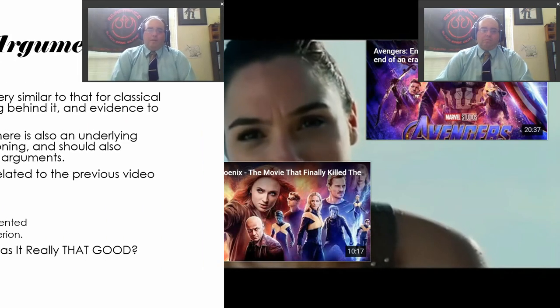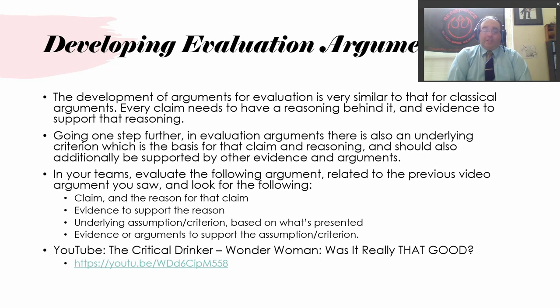Go away now. Alright, so now that you've heard Critical Drinker's review, I want you to do this exercise and post it to the discussion board. What you're looking for from his review is the claim that he makes and the reason for that claim, the evidence to support that reason, and the underlying assumption or criteria based on what's presented, okay? What kind of assumptions is he making based on what he's talking about? And then evidence or arguments to support the assumption or criteria, okay? We'll give you about 10 minutes to do this, and we'll be back.